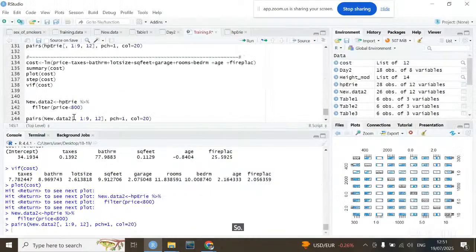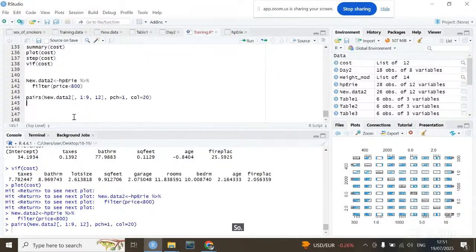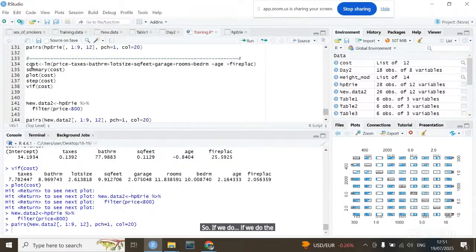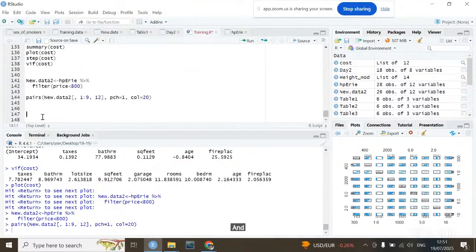So if we do the same analysis, we need to do the same analysis, but with the new data and see if there's any variation.